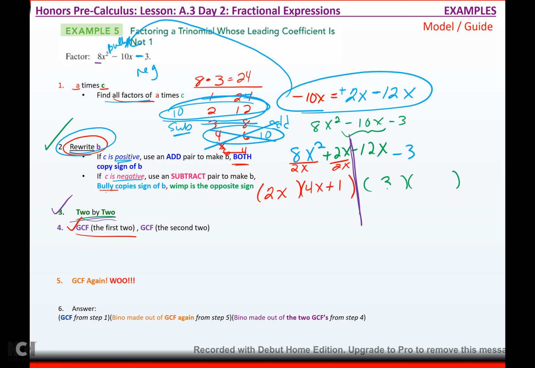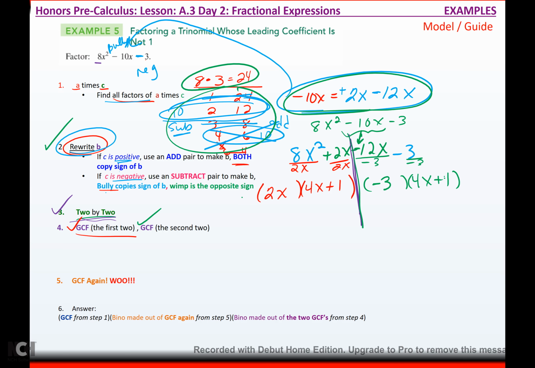These guys both have a 3 in common. And again, I don't care if these are the same, different, whatever. Whatever sign is right after the wall is the sign your GCF has. Always. Okay, so if I divide out a negative 3, I get a positive 4x plus 1. Okay, there's my GCF. So, A times C, found all the factors. Rewrite B, 2 by 2, GCF.